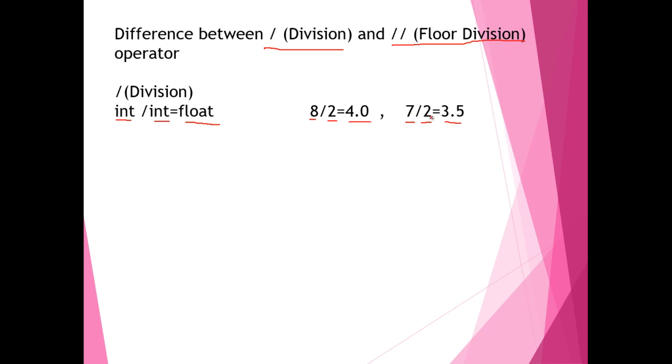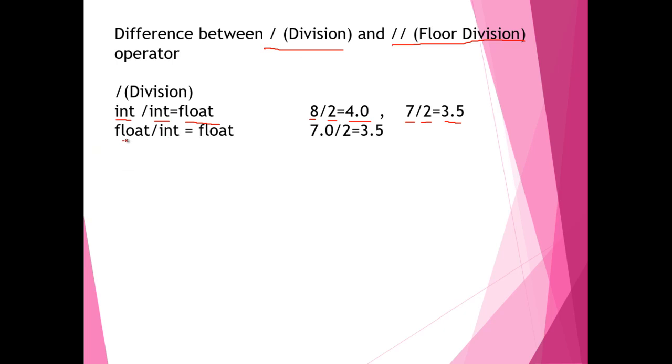But in case of Python, this divide operator always gives the answer in decimal, whether your answer is coming in decimal or not. If the answer is not coming in decimal, then it automatically puts decimal 0 at the end of that number, as you see in this case.